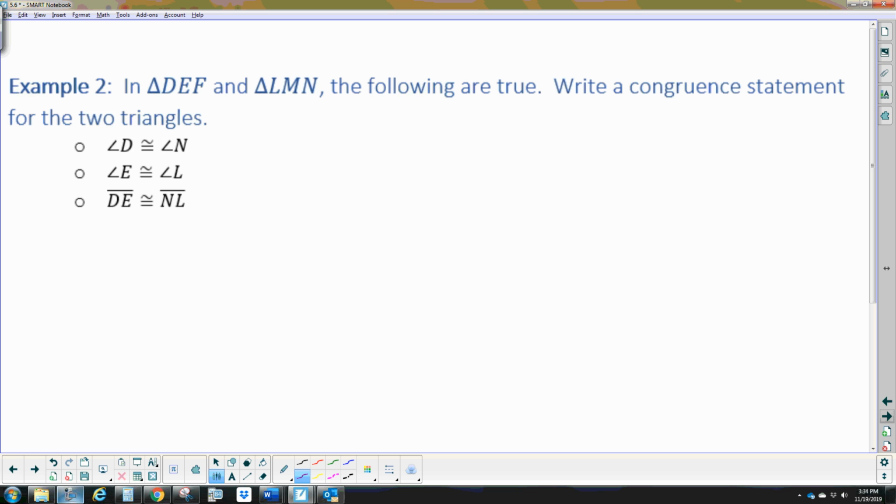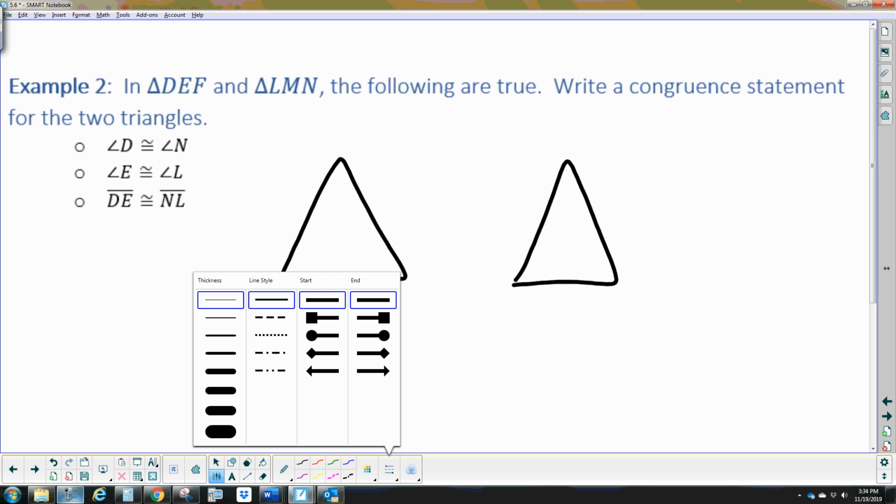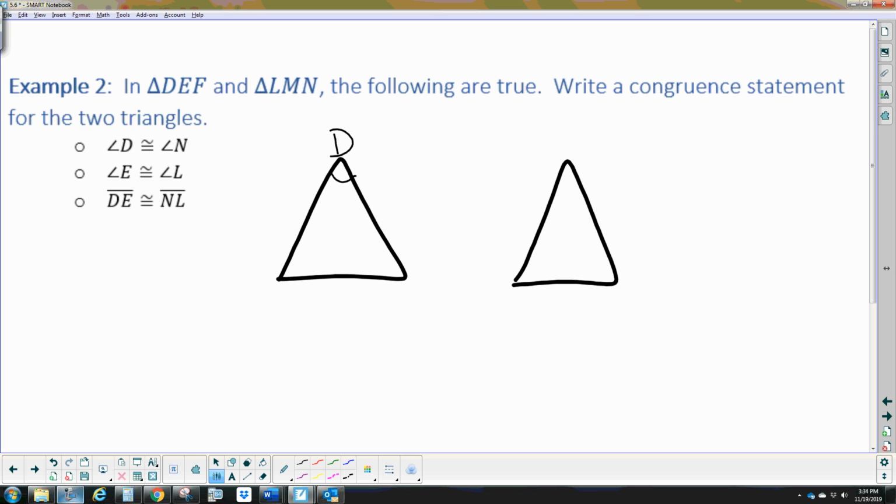All right, in the second example, it says angle D is congruent to angle N. So again, first thing I'm going to do is draw my triangles. And I know that D and N are congruent. I know that E and L are congruent. And I know that DE and NL are congruent.